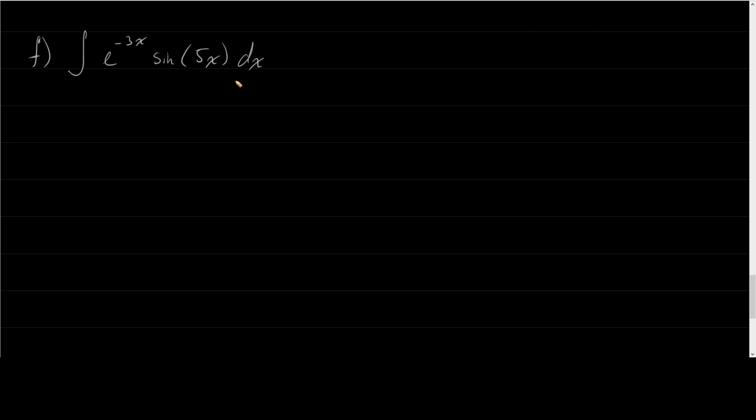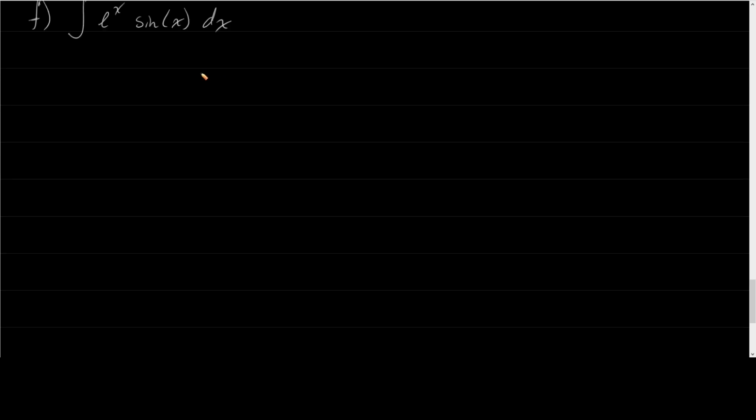Actually, you know what? I'm going to do a simpler version of this first, and then we'll tackle this problem. Let's start with just that. I'll just rewrite it. We'll start with just e to the x times sine of x dx. All right, we'll start simple. Then we'll tackle that other version. But now, let's do this.